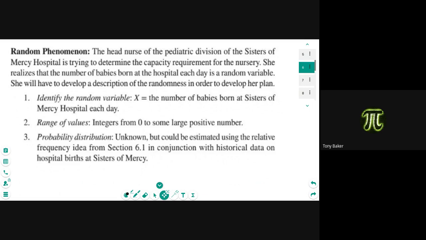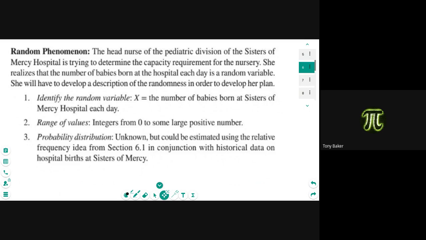So the head nurse of a pediatric division at Sister Mercy Hospital is determining the capacity requirement for a nursery. So my random variable is the number of babies born at the hospital each day. Is that discrete or continuous? Discrete. Yes, we'd either have 1 kid, 2 kids, 3 kids. We're not putting kids in pieces.